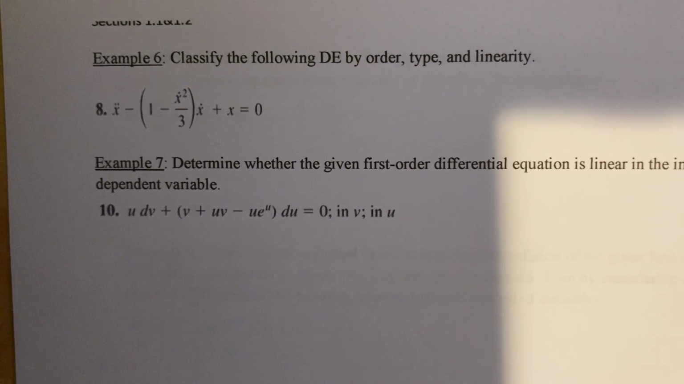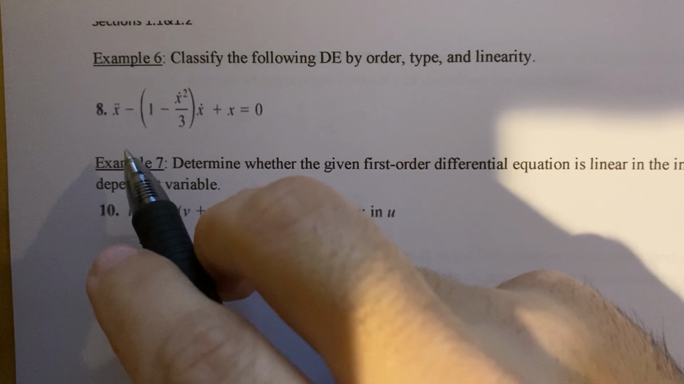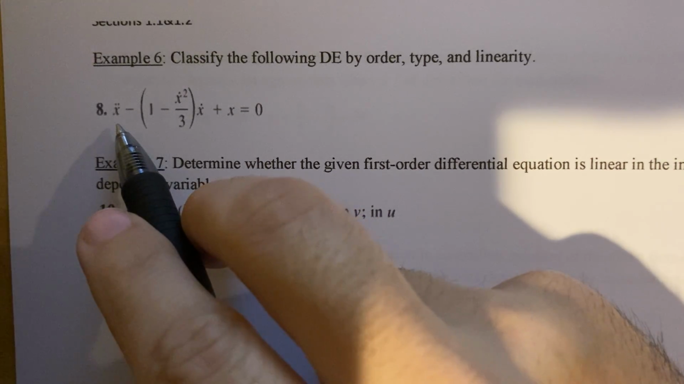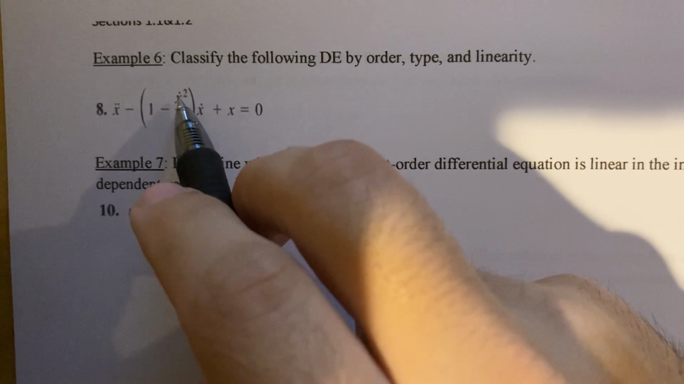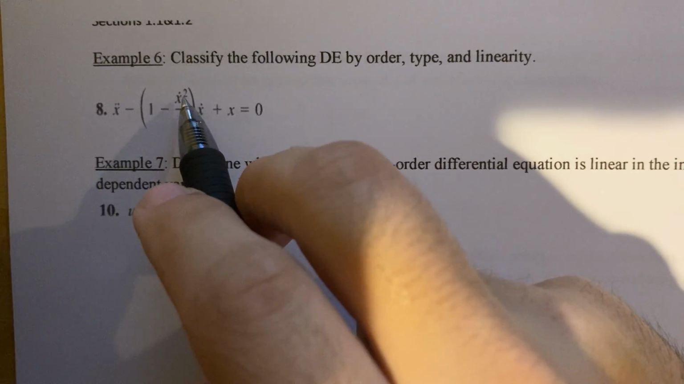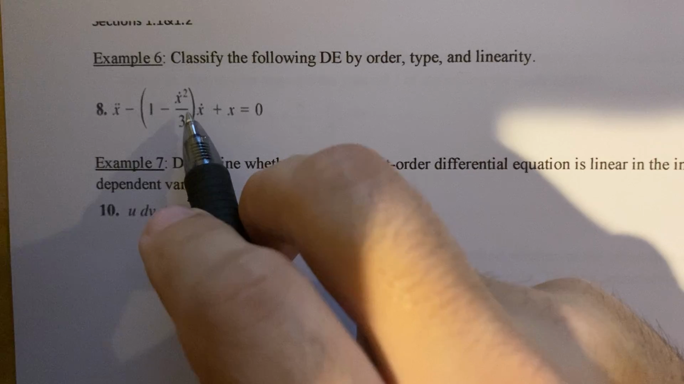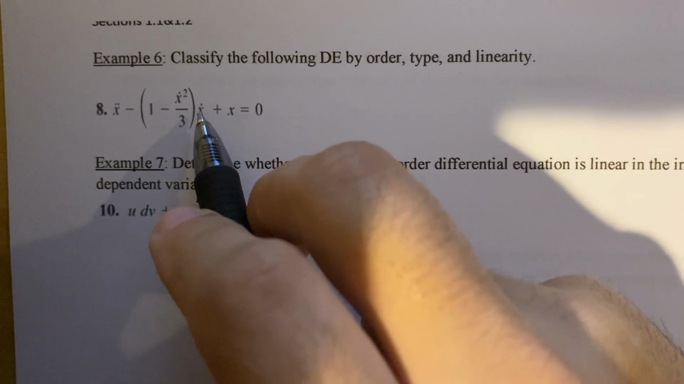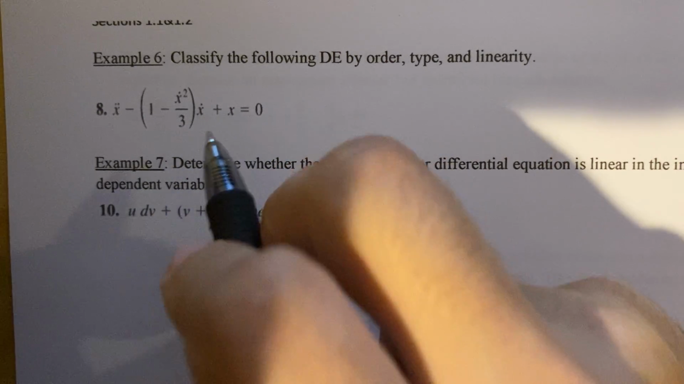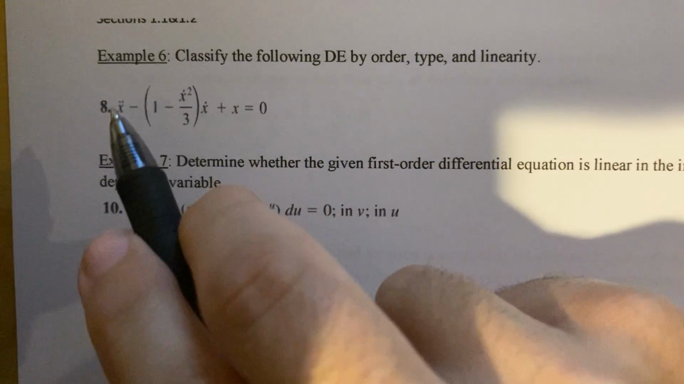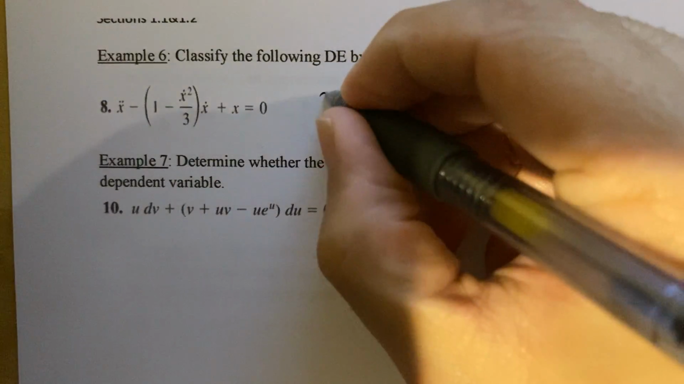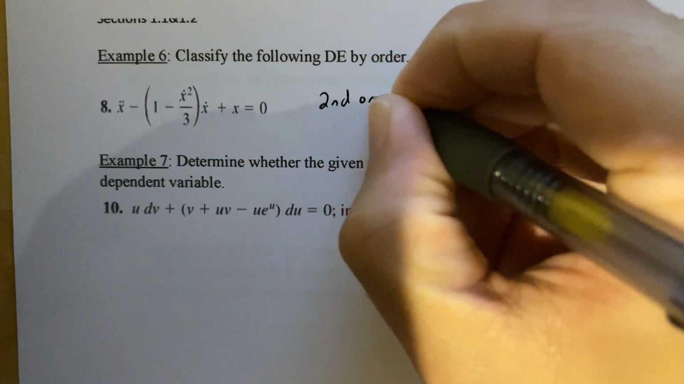So here we have the Newtonian dot notation, and we have a second derivative there, minus 1 minus x, so the first order derivative to the second divided by 3 times x to the first derivative plus x equals 0. So the first thing that we're going to classify is the order: second order, because our second derivative is the highest. So second order.